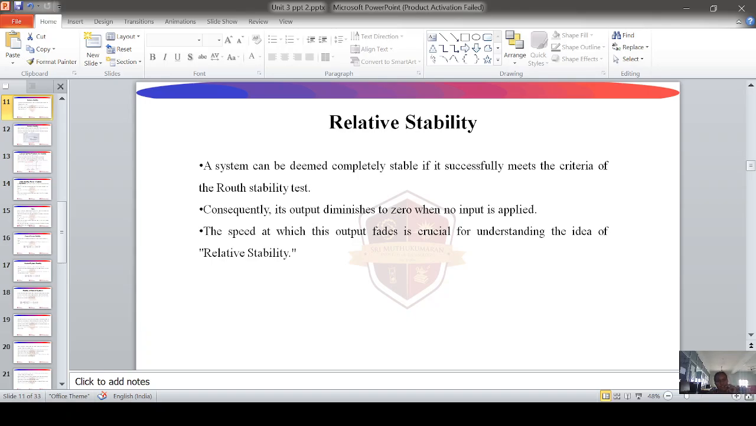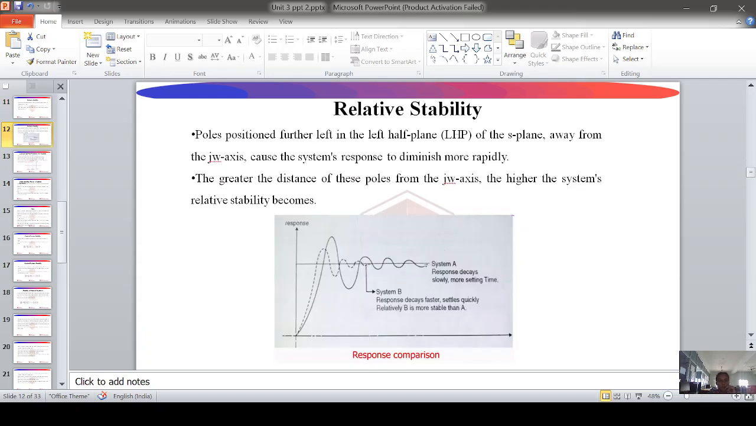Then relative stability. A system can be deemed completely stable if it successfully meets the criteria of the Routh stability test. Consequently, its output diminishes to zero when no input is applied. The speed at which this output fades is crucial for understanding the idea of relative stability. Poles positioned further left in the left half of the s plane, away from the j omega imaginary axis, cause the system response to diminish more rapidly. The greater the distance of these poles from the imaginary axis, the higher the system's relative stability becomes.